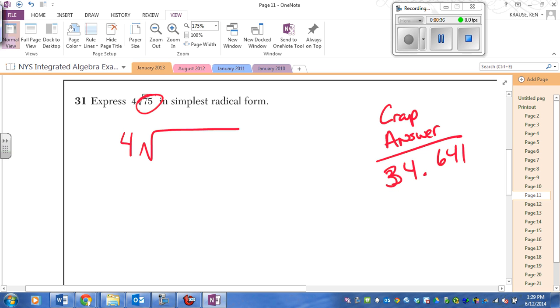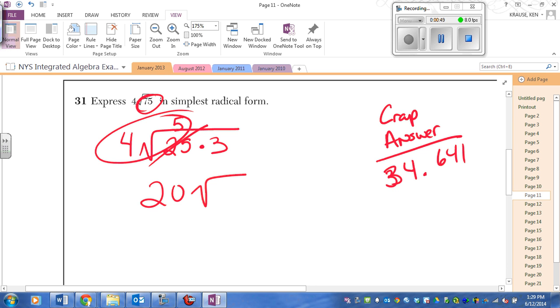Now, the smallest perfect square that goes into 75 is 25. So that's 25 times 3. And then what's the square root of 25? 5. So my answer becomes 20 square roots of 3.